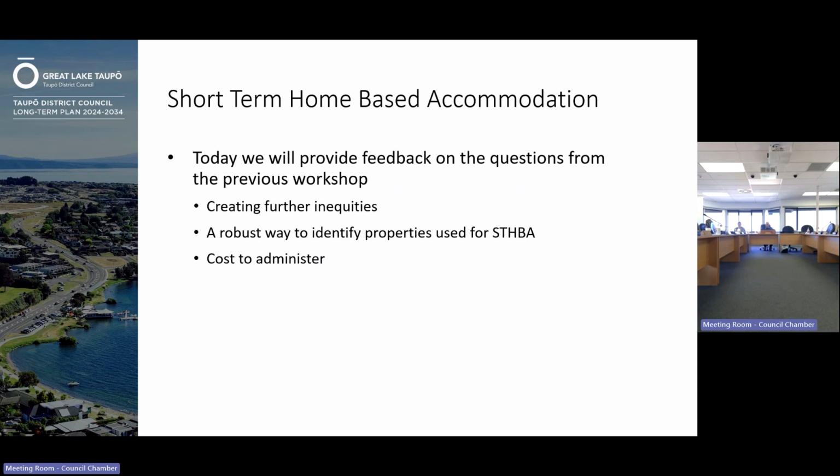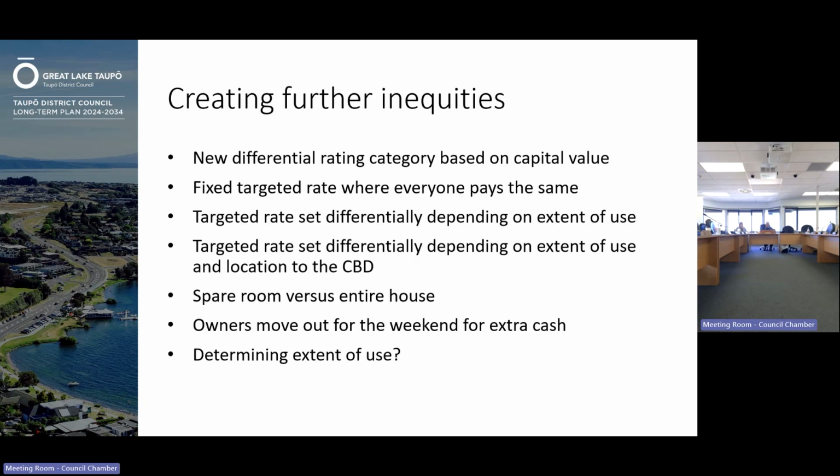We had another crack at it in 2012. We identified a dozen or 20 properties that were high-end short-term home-based accommodation providers, and we ended up on the front pages of the paper as well. The problem is the extent of use. That's the hardest thing for us to find. If we click to the next slide, so for creating further inequities, at the bottom there is determining the extent of use, but that's one of the hardest things if you can find them.